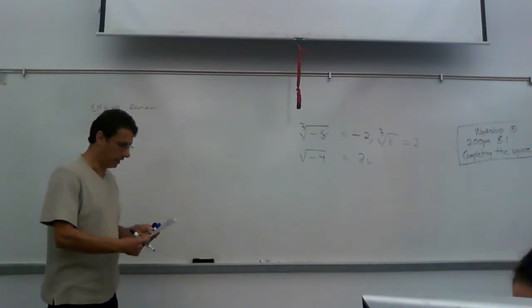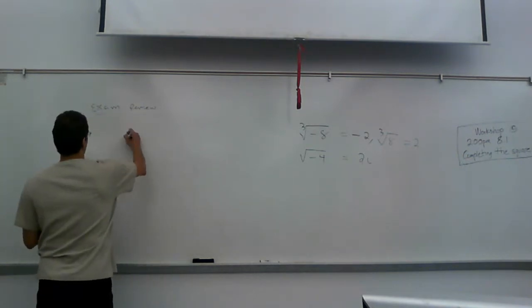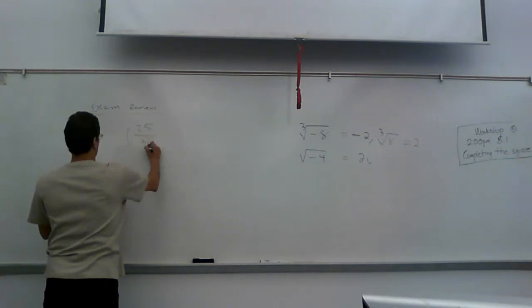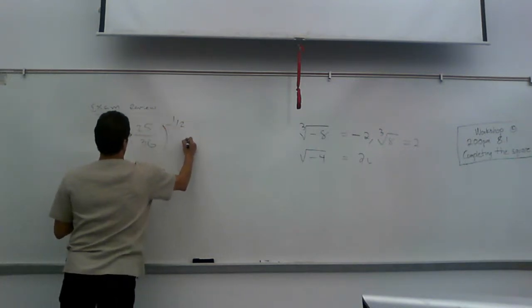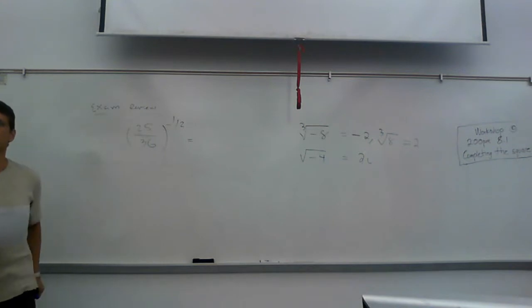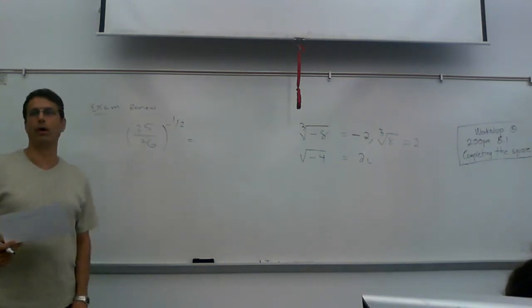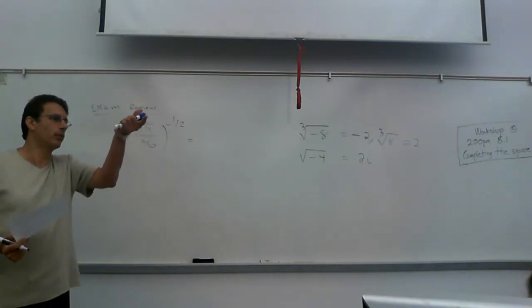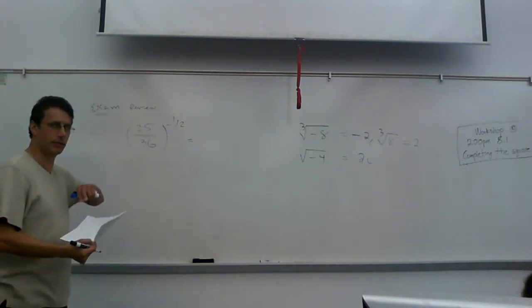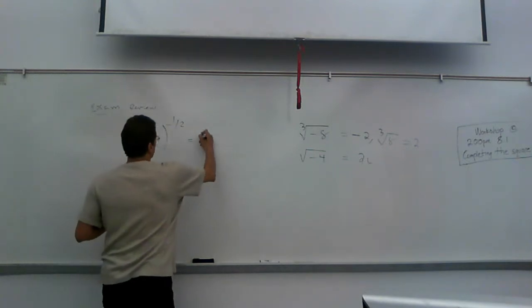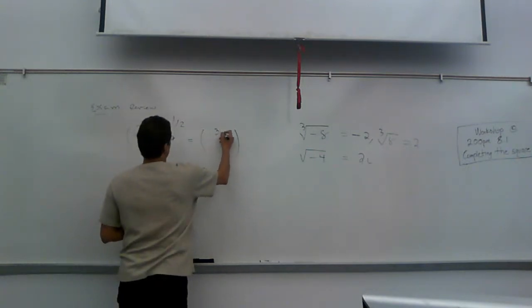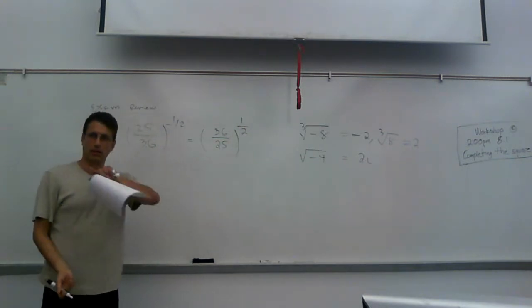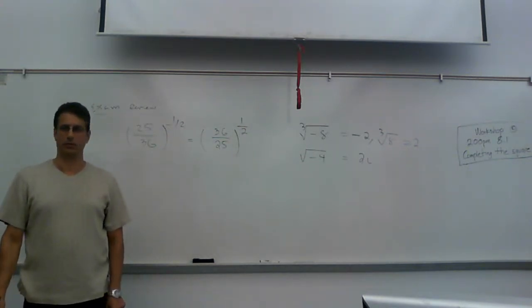Since we're dealing with that, I thought maybe I want to put this up also. (25/36 to the power of negative 1/2). We want to simplify. We want to come up with the answer. What do we do first? 36 over 25. We change the exponent to positive by flipping over the fraction.